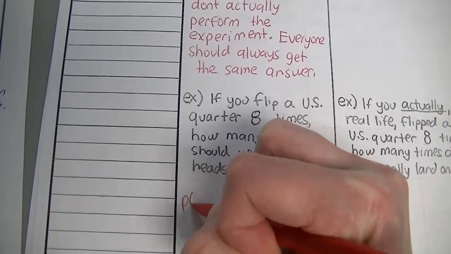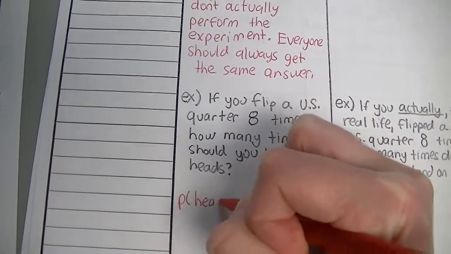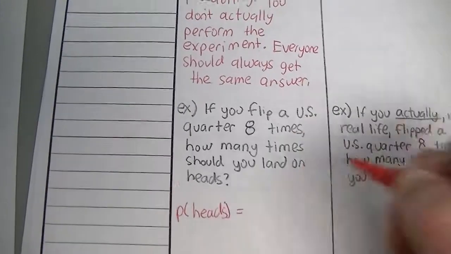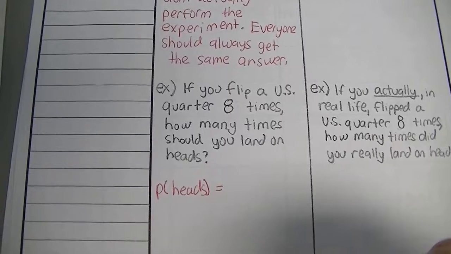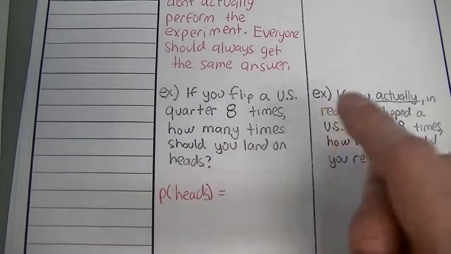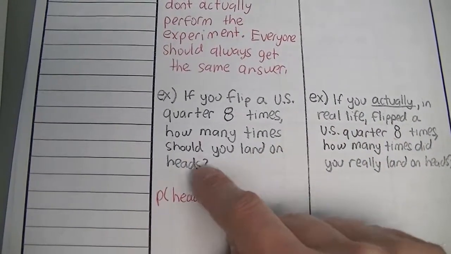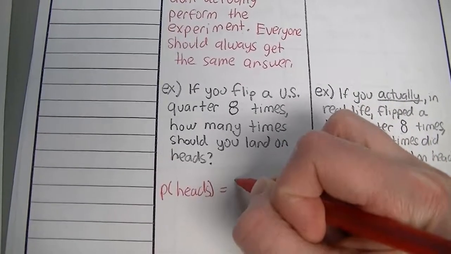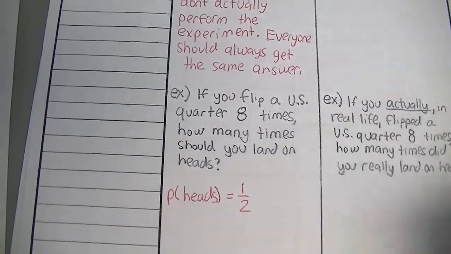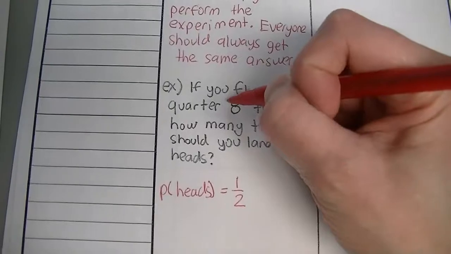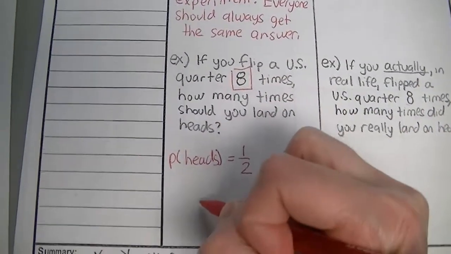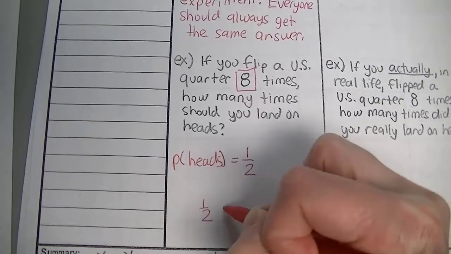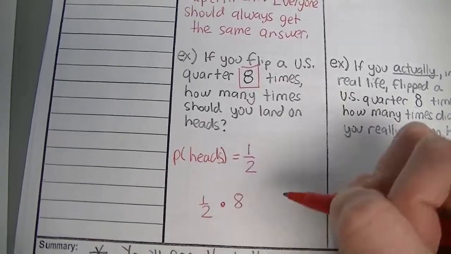So to represent this, we'd write the probability of landing on heads. And you should know, just with a US quarter, there's a head side and a tail side. And we're interested in landing on heads. So just to land on heads with just one flip, it'd be 1 out of 2, 1/2. But they're saying, hey, you're going to flip it 8 times. So what you would do is you'd go 1/2 and multiply that by 8, okay?